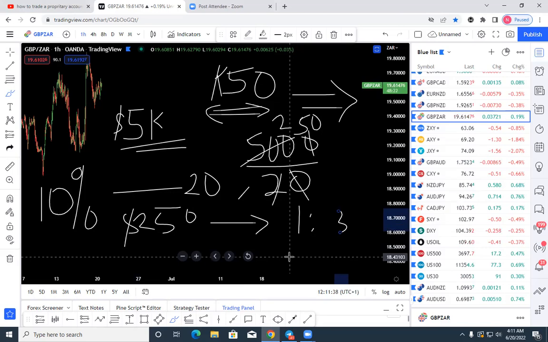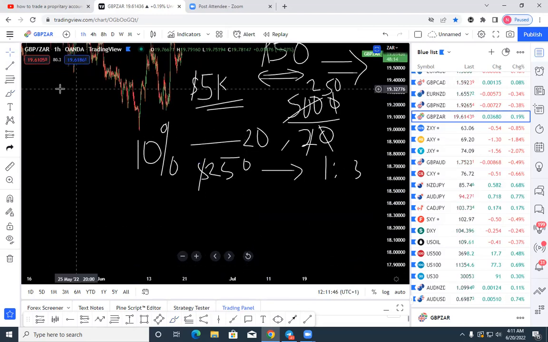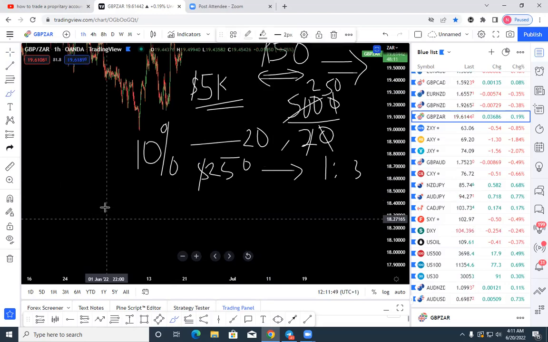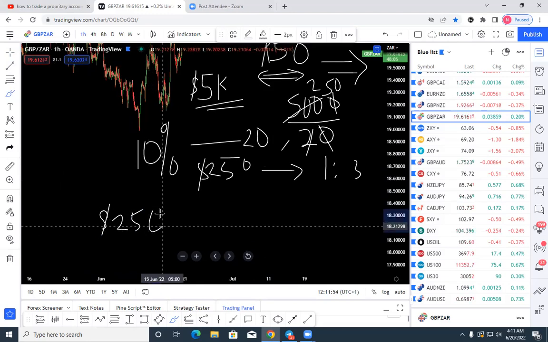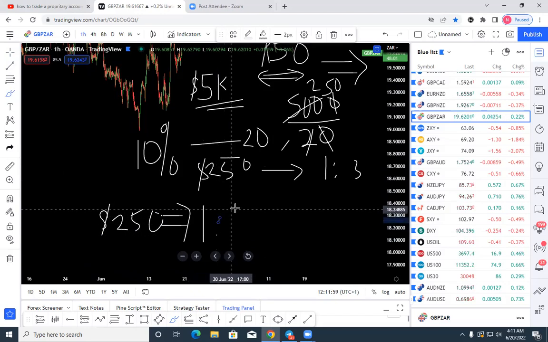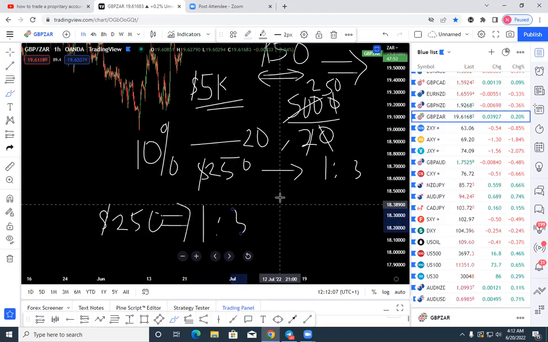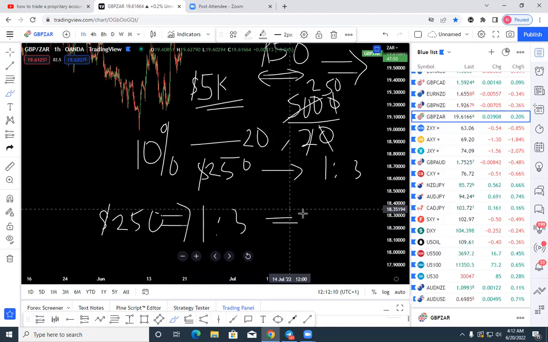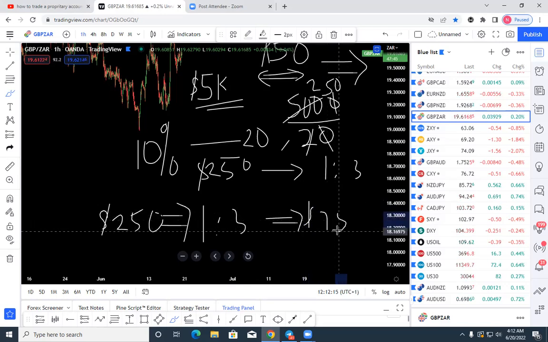So if I'm taking a trade with a minimum of 1:3 risk to reward, it means I'm going to risk $250, and if I get 1:3, I'm risking $250 and I'm getting 250 times 3. I'm risking 250 and I'm getting $750. That's what I will get.